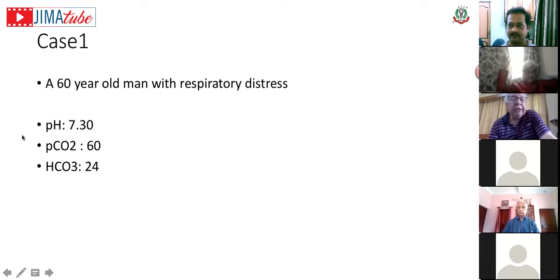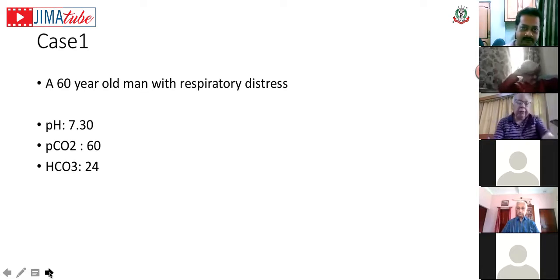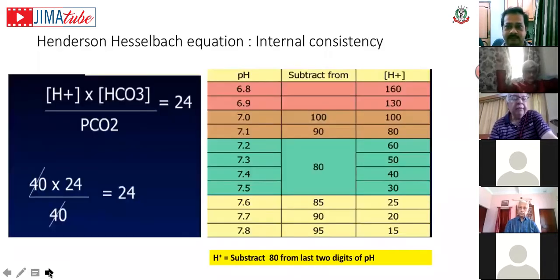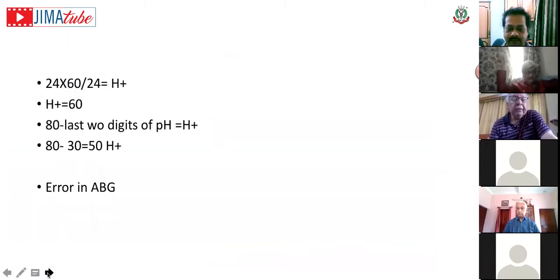The ABG machine did not measure it properly. In the modern ABGs, this won't be reported. This will come as a question mark. So that's why we don't do internal validity nowadays in ABG, because the machine is not going to report. So just for exercise purpose, might be worthwhile looking into it. Calculate the hydrogen ion and convert it into pH. 80 minus last two digits of pH will be hydrogen ion. So this was an error in ABG. Okay.